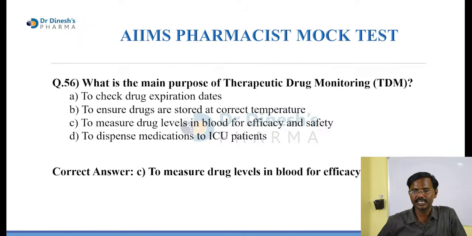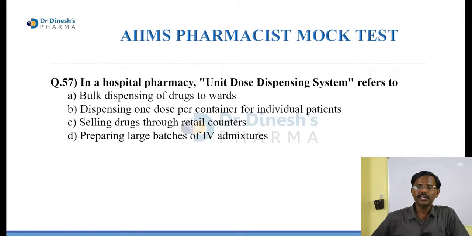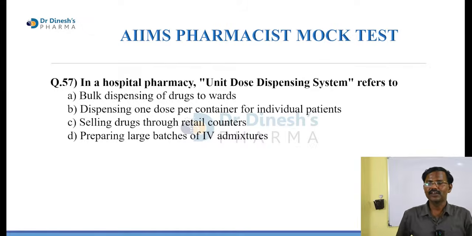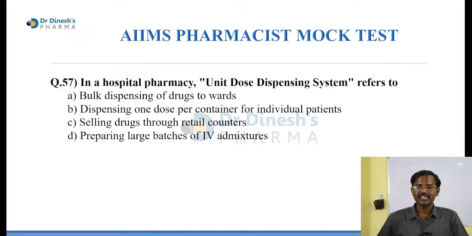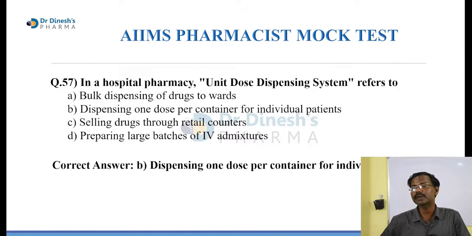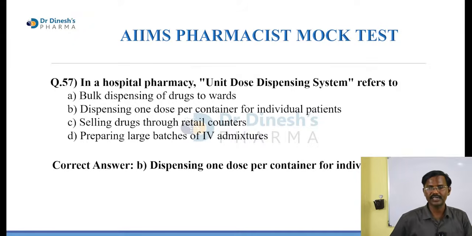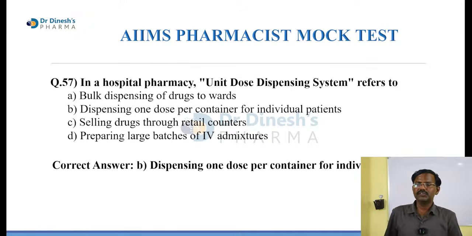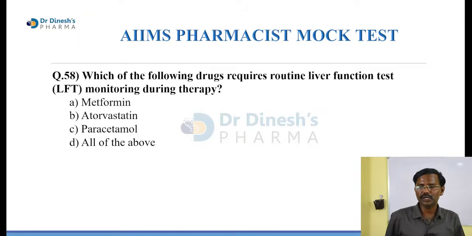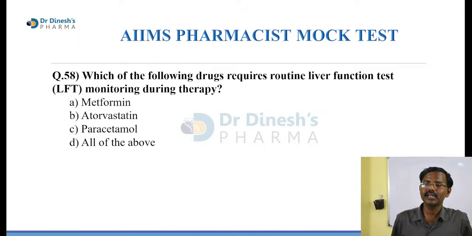Okay, purpose of TDM. Next, unit dose dispensing system refers to bulk dispensing of drugs, or dispensing one dose per container for individual patients, selling drugs through retail counters, preparing large batches for IV admixtures. So the right answer is dispensing one dose per container for individual patients. Right. Next. Which of the following drugs requires routine LFT monitoring during therapy?